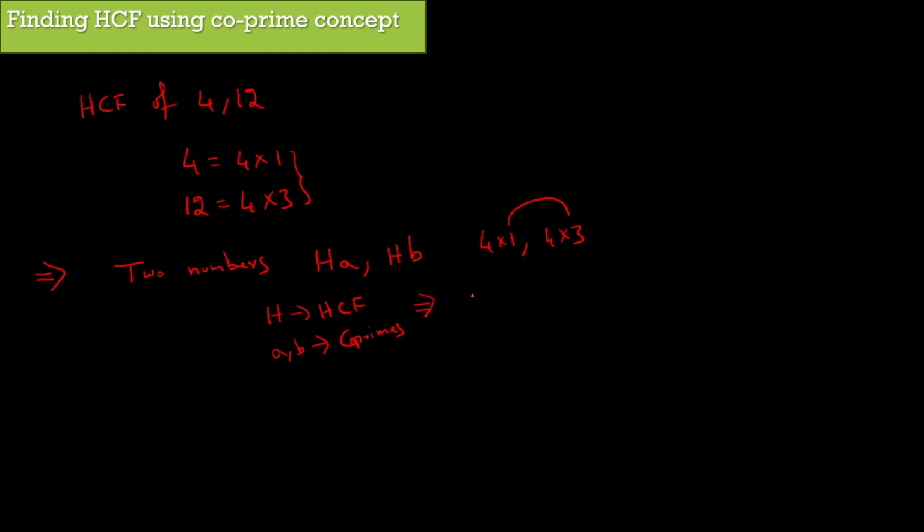So here, from this I can also tell LCM will be equal to HAB, that is 4 into 1 into 3, which is equal to 12. So remember this concept, it will be very helpful for us. Okay, so we'll see one example problem on this.